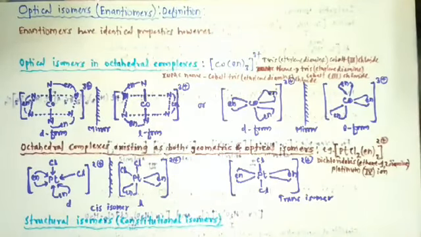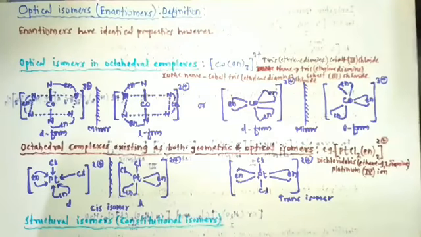In the last video, we studied the effective atomic number rule. After that, we started to study the next article, that is isomerism in coordination compounds. The two principal types of isomers in coordination compounds are stereoisomers and structural isomers.